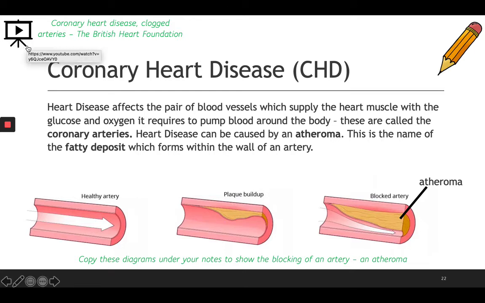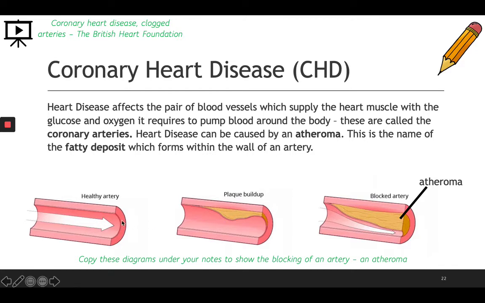There's lots of videos in this because there's so much information out there about coronary heart disease, what it is like. So heart disease affects the pair of blood vessels which supply the heart muscle with glucose and oxygen. Glucose is sugar it requires to pump blood around the body. These are called the coronary arteries. Heart disease can be caused by an atheroma. This is the name of the fatty deposit which forms within the wall of an artery.